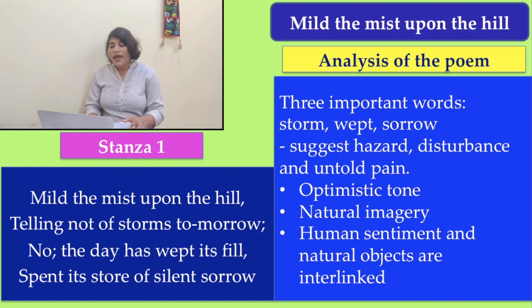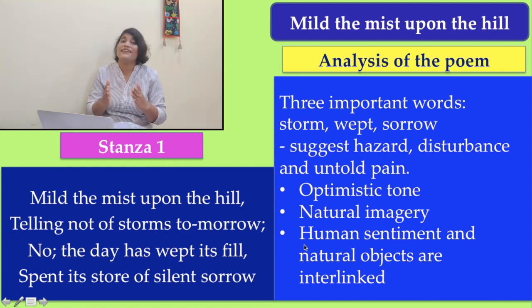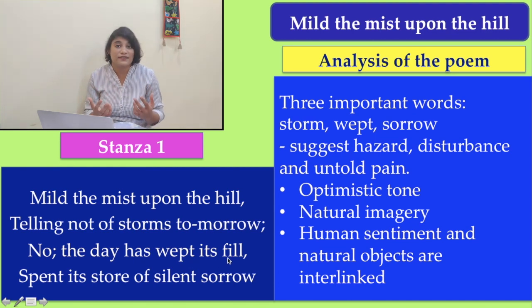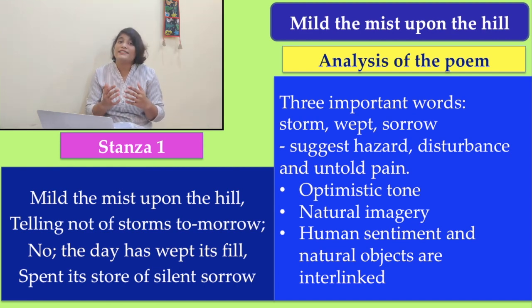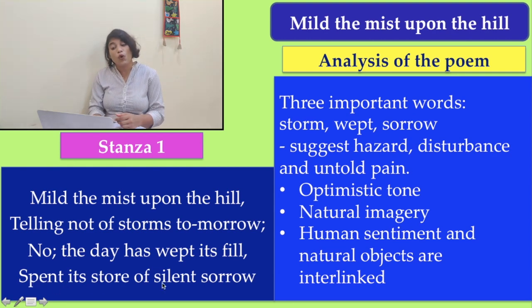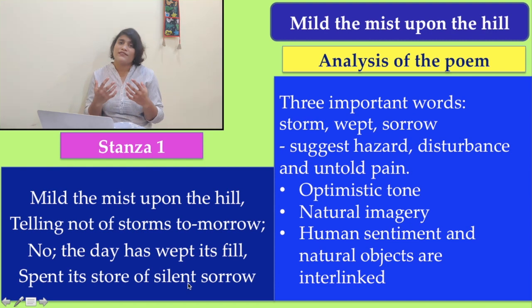It's wept. And the natural imagery here, there is a link between natural imagery and human sentiment. Where is the link? Here you find the day has wept its fill. The day is compared to a weeping lady who is weeping and weeping wholeheartedly, and no more weeping or grief or sorrows are stored in her heart anymore. That is, it pains its store of silent sorrow. There were suppressed sorrows in her heart, and she spent everything by weeping.